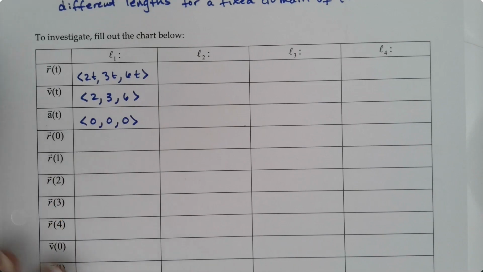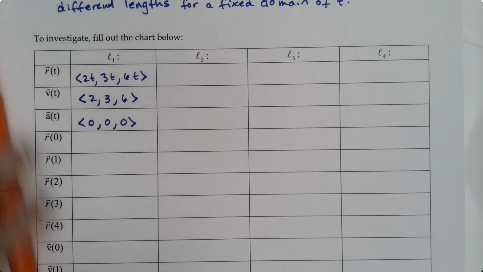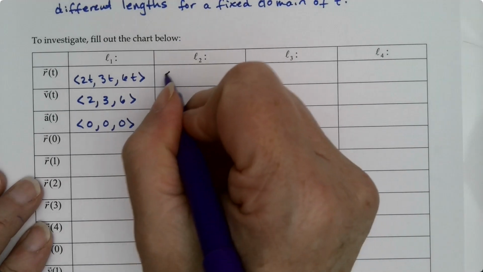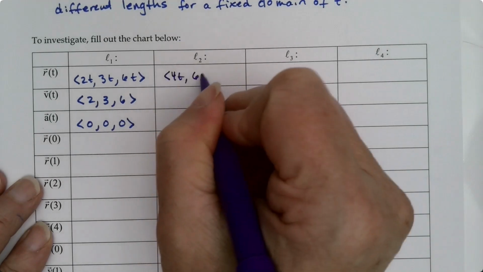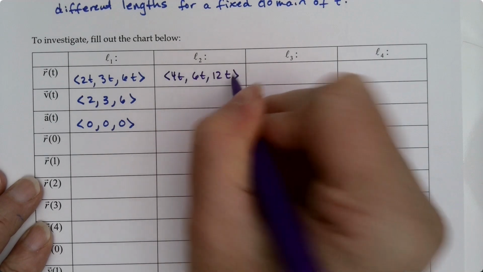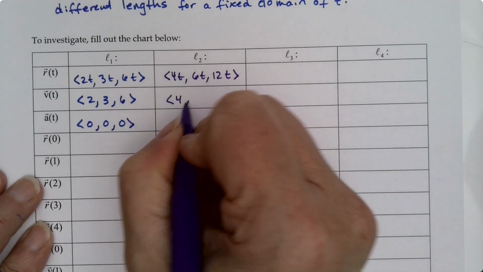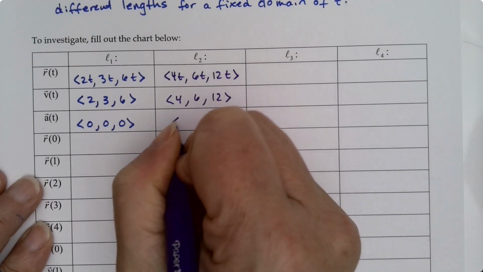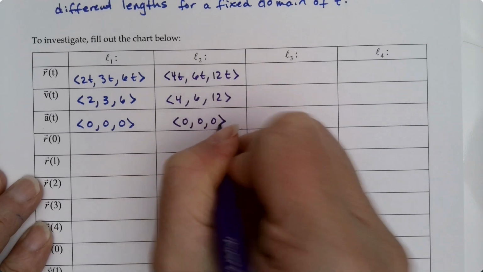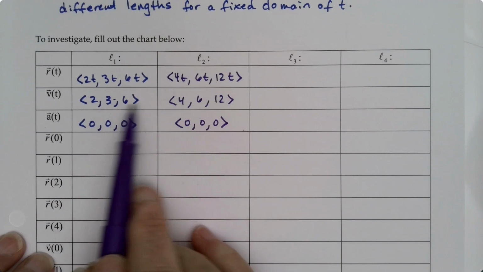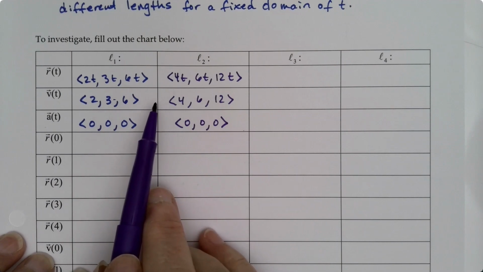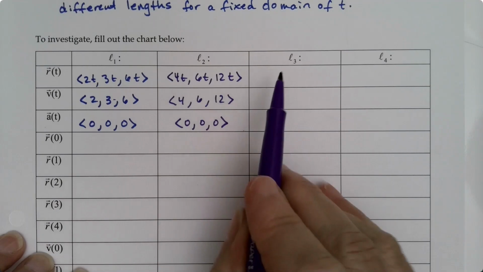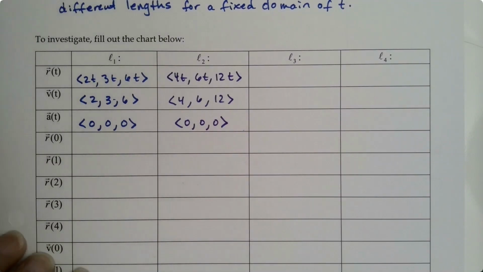And then L2, which I did in purple, was 4t, 6t, 12t, which is 4, 6, 12, which again has acceleration of 0. You'll notice these two really actually have velocity that's constant. Okay, but what about the pink one? Well, the pink one's different.